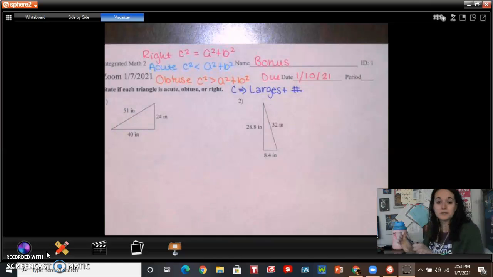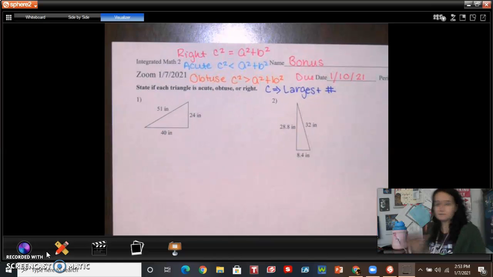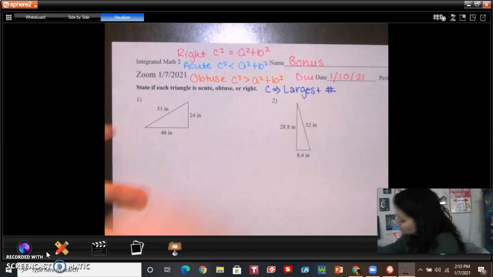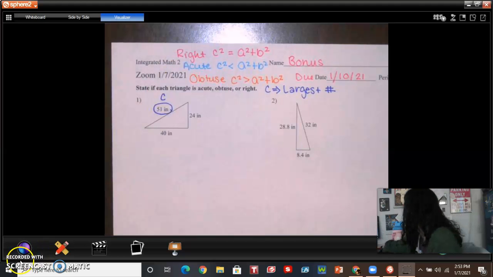I'm going to do one example for you, and then you can complete the rest of this for bonus points. So if I'm looking at number 1, I have side lengths of 51, 24, and 40. The largest one would be 51, so that's going to be my value for c.